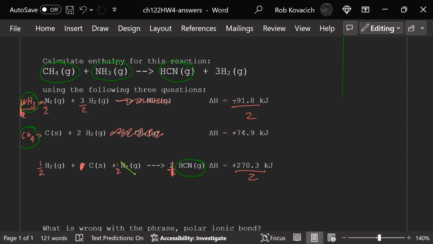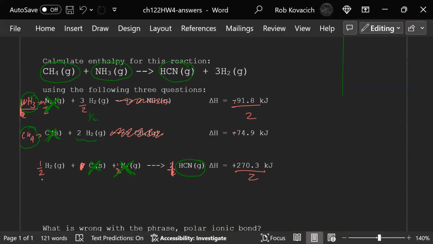Let's see. I got a half of nitrogen that's going to get canceled out with this half of nitrogen, because this is on the reactant side and that's on the product side. And let's see, I've got on the product side 1 carbon here, and on the reactant side, I've got 1 carbon there. So I need to get this up to 3. Seems to be more than 3, right? There's 2. There's 1.5. And here's a half.